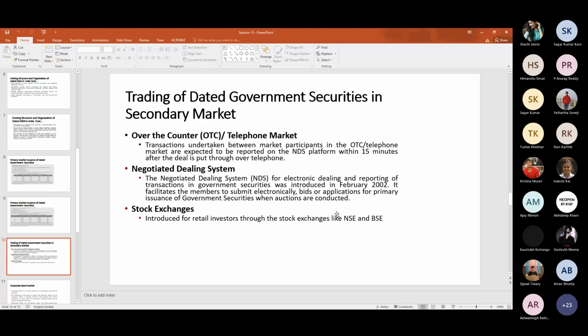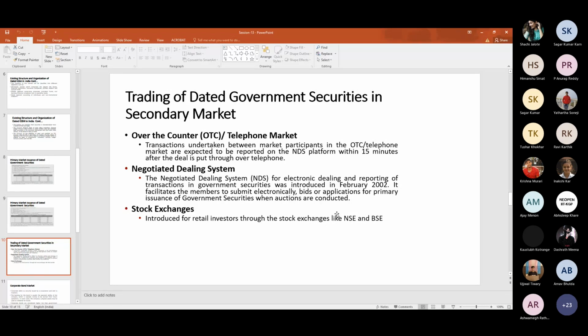The negotiated dealing system is an electronic platform for dealing and reporting of transactions in government securities, which was introduced in February 2002. It facilitates members like commercial banks, primary dealers and others to electronically submit bids or applications for primary issuance of government securities when auctions are conducted.